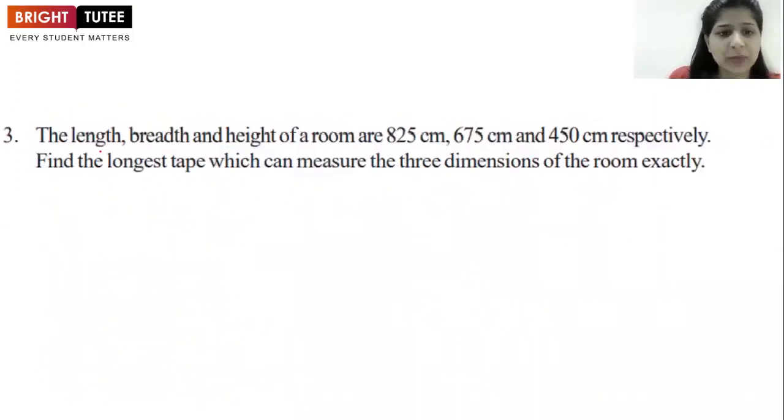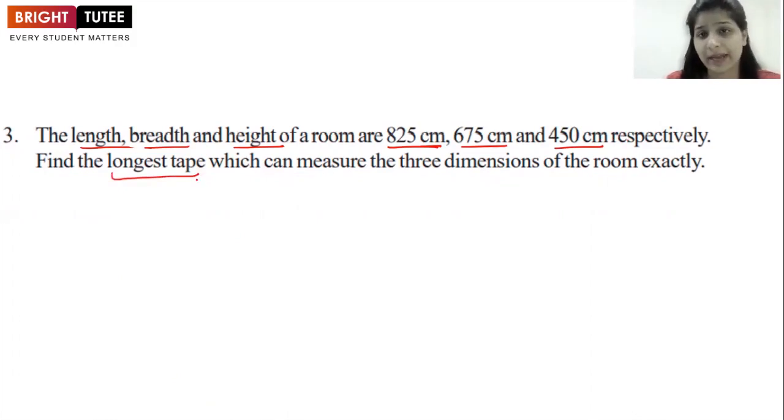In this question, we have been given the length, breadth and height of a room. Length is 825 centimeters, breadth is 675 centimeters and 450 centimeters is the height. We have to find the longest tape. As I told you, for maximum, highest, greatest, longest, we go for HCF. This word makes it clear that we have to go for the HCF of these numbers. So you have to find the longest tape which can measure the 3 dimensions of the room exactly.